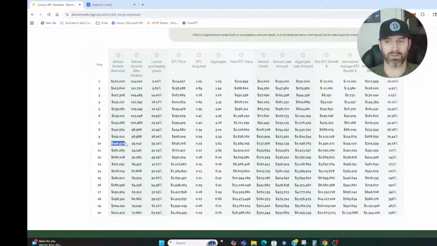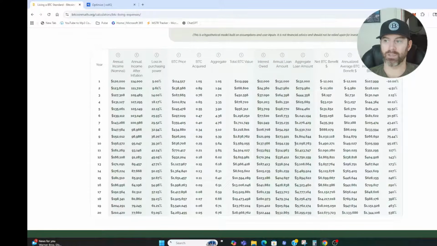You're now making $156,000 after inflation. Well, that 156 only buys you about $95,000 worth of stuff. Your standard of living is going down each year, unfortunately. But the Bitcoin price is up to $636,000. You're now accumulating 0.25 Bitcoin that year. Your stack is up to 5.64 Bitcoin now. Right? And that 5.64 Bitcoin is worth $3.6 million.